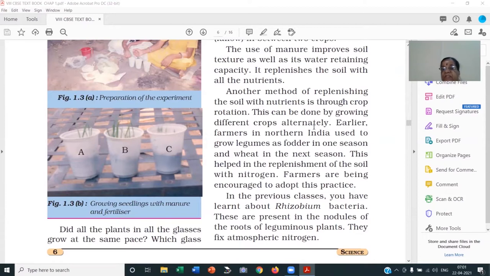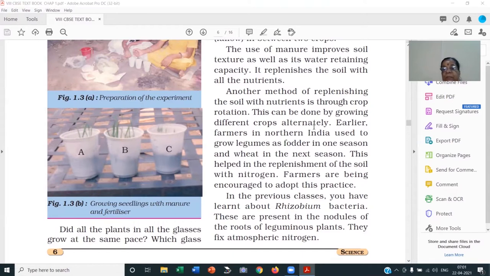Crop rotation, I just explained it, isn't it? In one season, if you are growing paddy, in the next season we may grow groundnut or any other leguminous variety. Otherwise, we can just leave the land uncultivated. That uncultivated land is called fallow land, which I already told you. Fallow, F-A-L-L-O, fallow land.